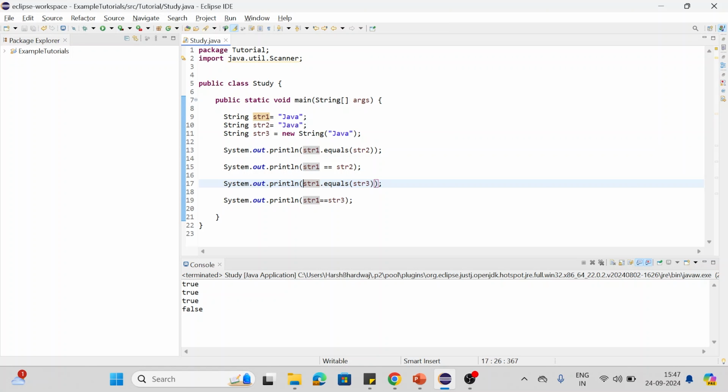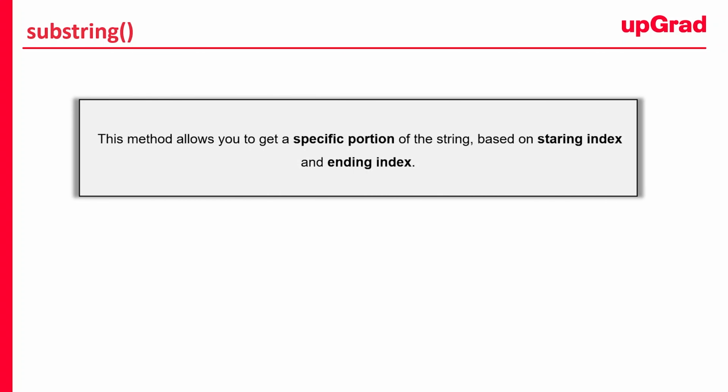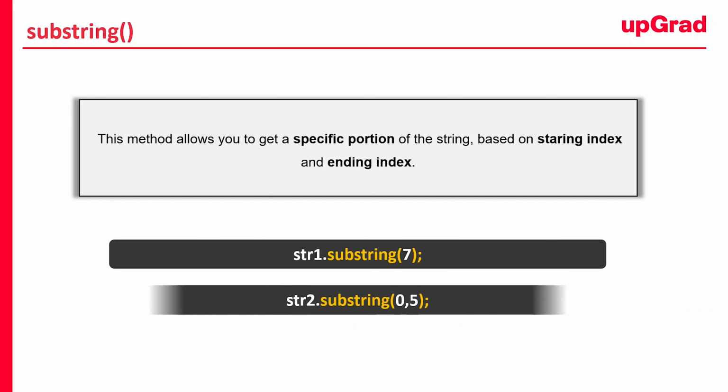Now let's understand another operation, which is substring. Let's talk about extracting part of a string using the substring method. This method allows you to get a specific portion of the string based on a starting index or both a starting and ending index. As we can see on the screen, str1.substring(7), str2.substring(0,5). This is basically the syntax of it. We will understand it better with an example, so let's go to Eclipse again and do an example of substring.